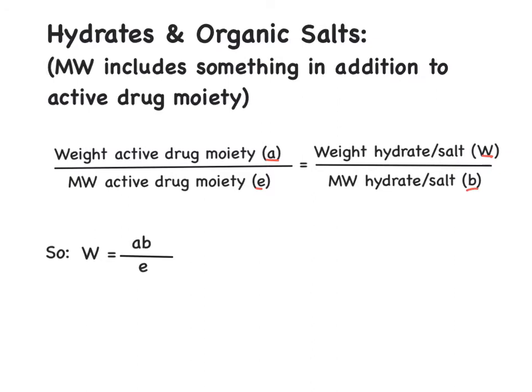So if we're just interested in solving for the weight of the hydrate or salt, W, you could rearrange these ratios to give you this. W is equal to A times B over E. If you forget which one goes on the top or bottom, remember if you have something other than just your drug that's accounting for the molecular weight, you're going to need to weigh more than what you would need for just that active drug moiety. So your weight of this hydrate or salt should always be greater than the weight of the active drug moiety.